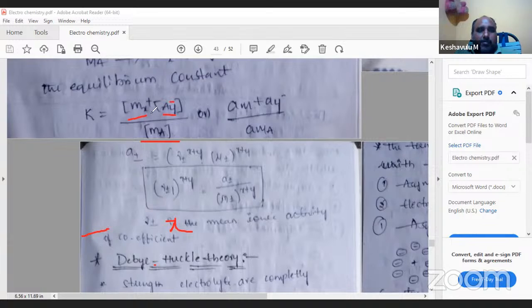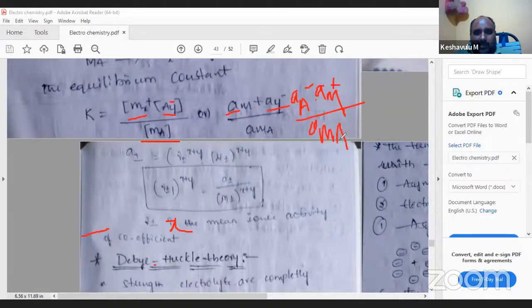So this M plus we may express with activity, activity of M plus, activity of A minus. This is not Y minus, it is A minus. Some little corrections are there, so you may focus. Here we are expressing M plus as activity of M plus, and this is the activity of A minus into the activity of M plus, divided by the activity of MA.